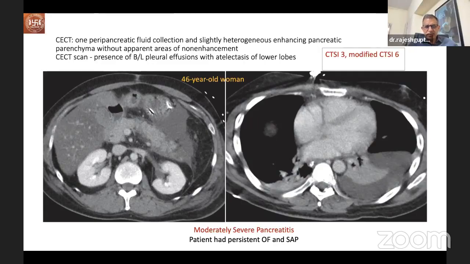Now we compare this scoring with the clinical course, and we found that the patient actually had persistent organ failure and severe acute pancreatitis, though this patient survived.